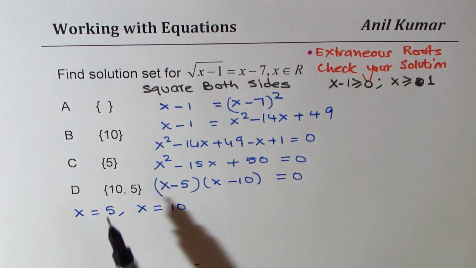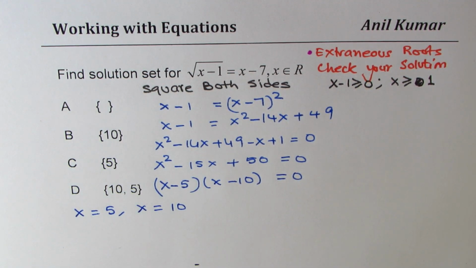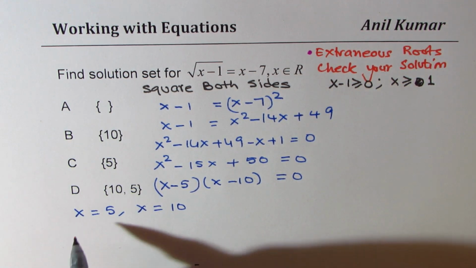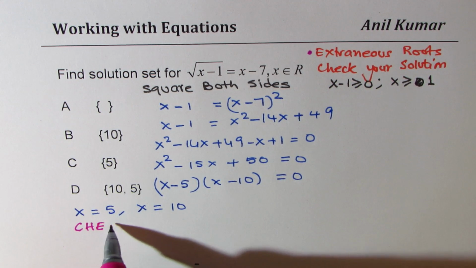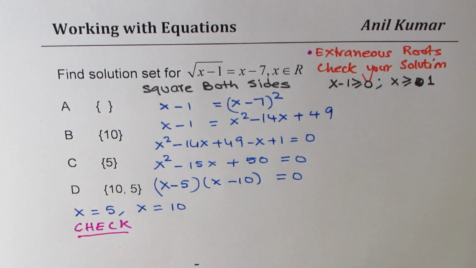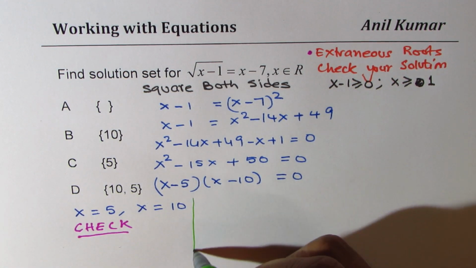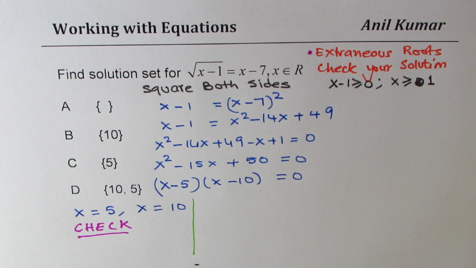Now we do have this as an option, but is it the right option? Important. So what you need to do here is check. Don't be in a rush. You could really lose a lot of marks if you are in a rush. Let's see what happens. And let's also understand why this error could happen, right? Why do we get extraneous roots?